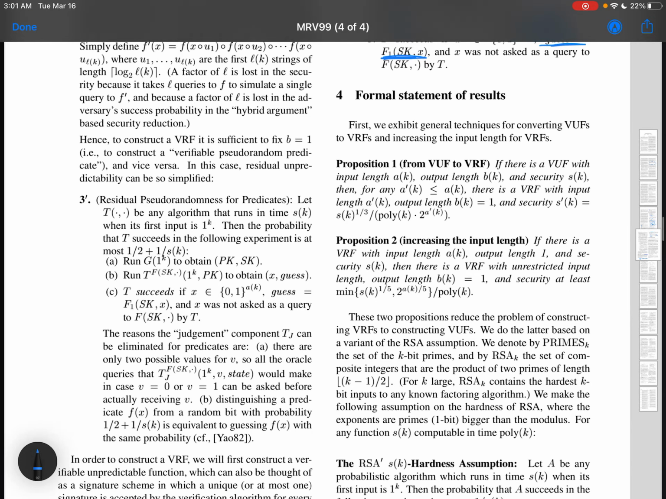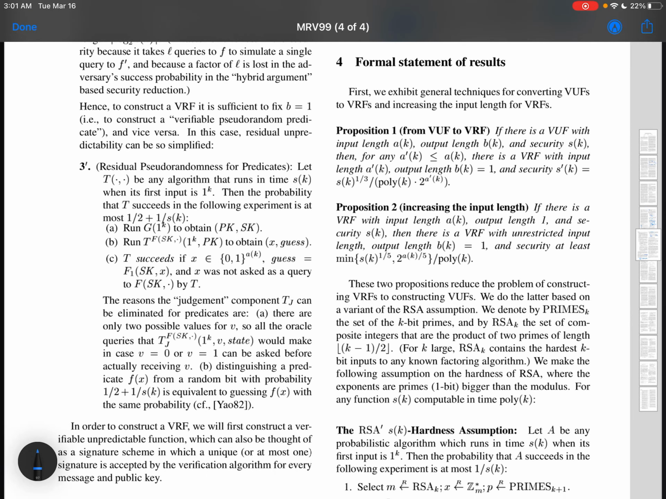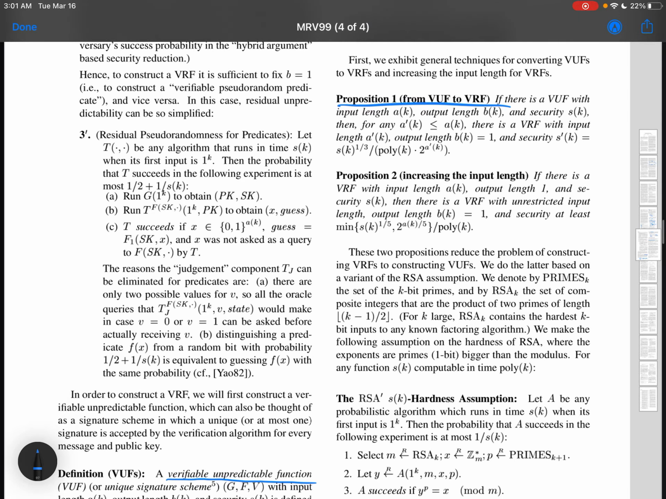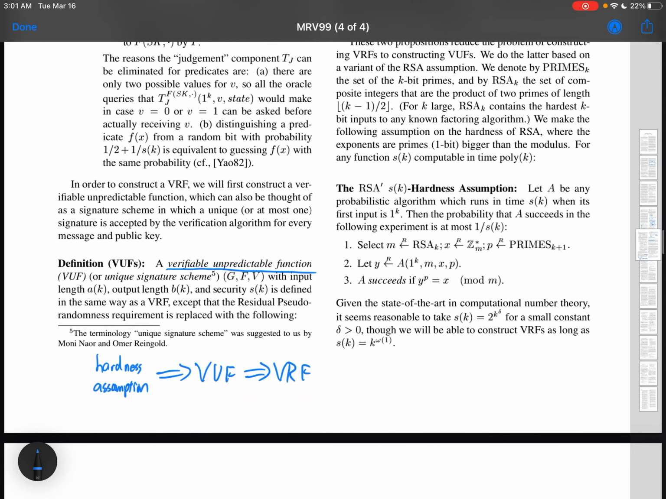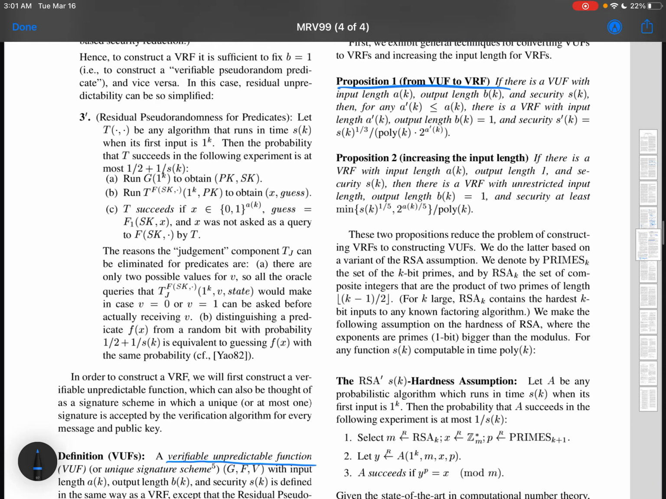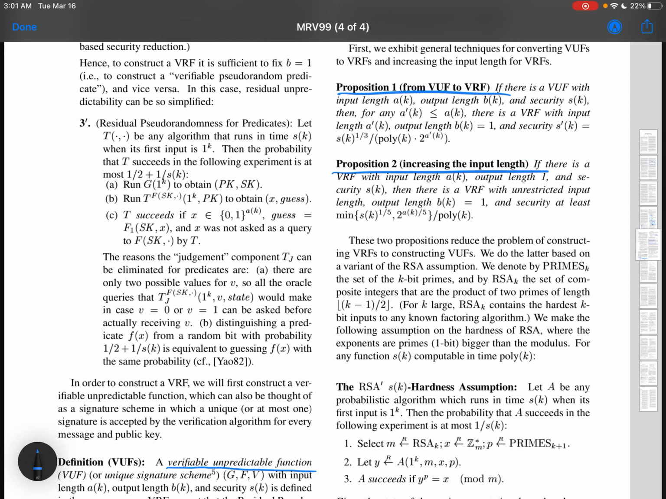Okay, so moving on to the main statements. So first, proposition 1 states that if we have a VUF, we can construct a VRF. So that is essentially this step here. Proposition 2 essentially takes one VRF and transforms it into another VRF with different input and output lengths. So actually, this statement here has a slight typo. It should actually read B of k equals A of k minus 1. And this is immediate if we look at the details of the proof later on.